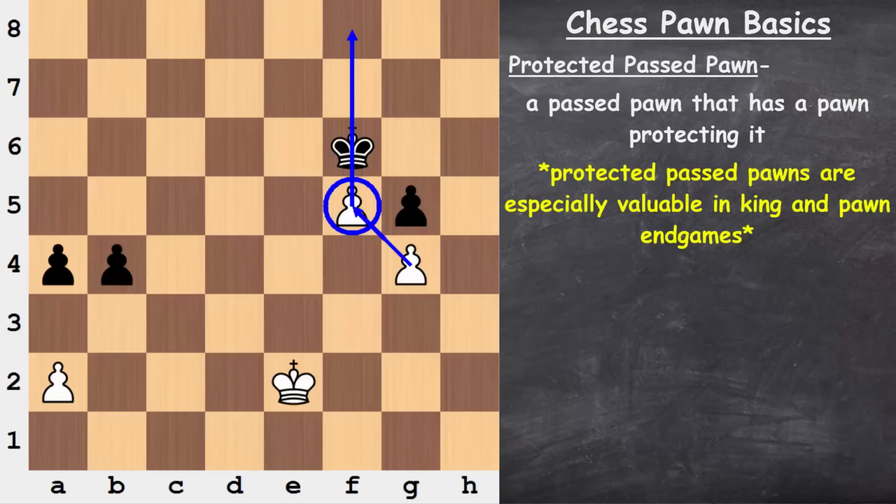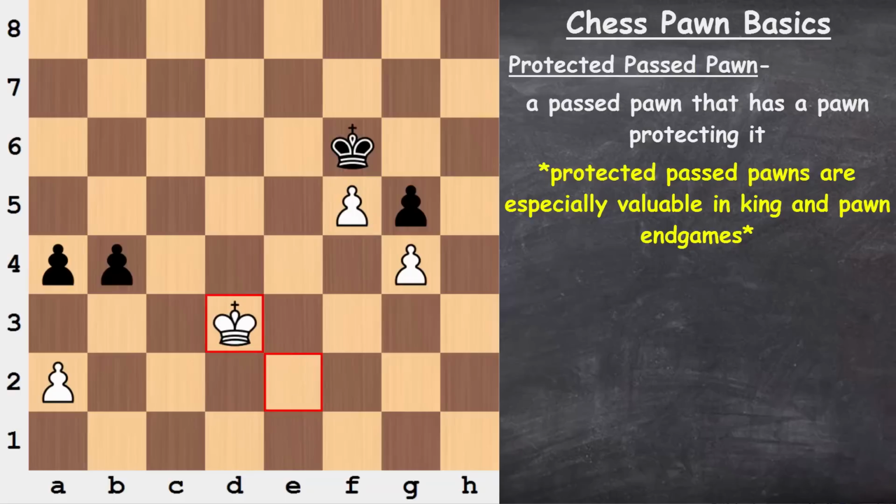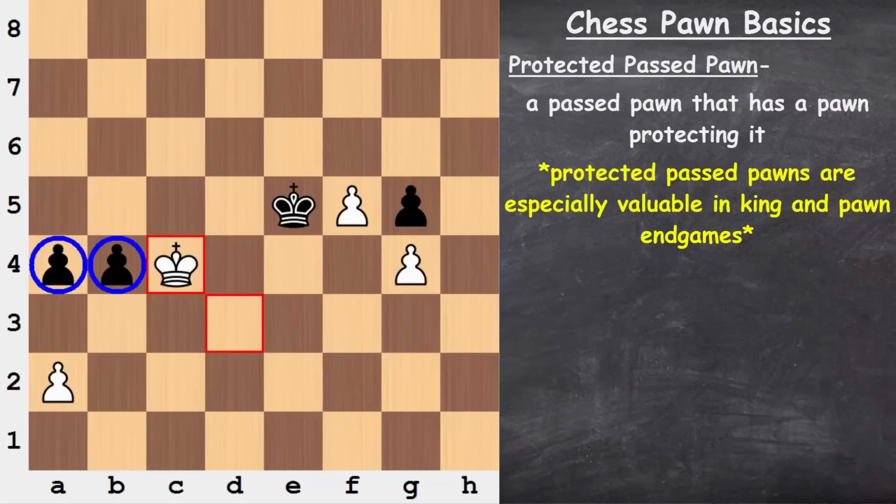If we take stock of this position, looking at it from a material standpoint, we see that each side has a group of 3 pawns, so material is balanced. However, this arrangement of pawns, having this protected passed pawn, is super valuable. Why is that the case? Well, let's see. Notice how the white king is able to approach these 2 pawns over here, and what does black do in the meantime?